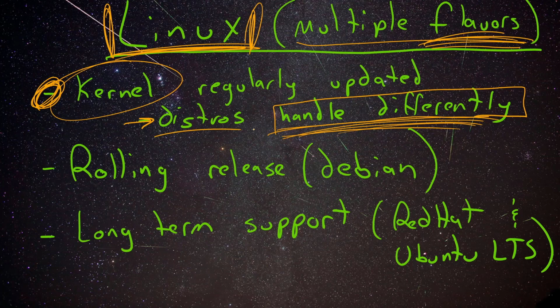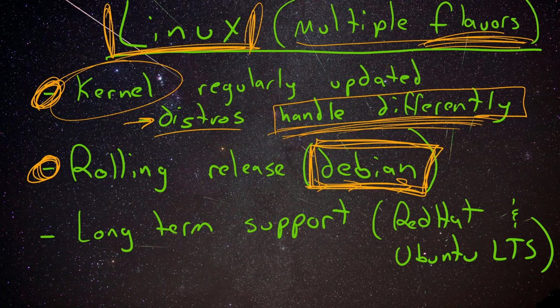Now, there are some distributions that do a rolling release. And what that means is they just constantly keep updating the software as it goes. They don't usually have a release this, release that. Debian is an example of this. Now, there are versions of Debian that are released every so often. But in general, you can use a version of Debian forever. You install it and it just keeps updating. And that's the way Debian works. The other super popular distributions have long-term support.